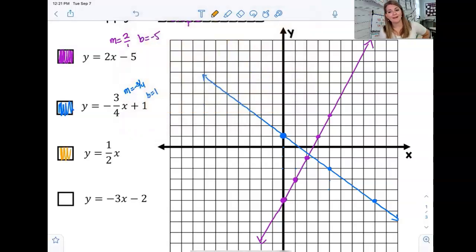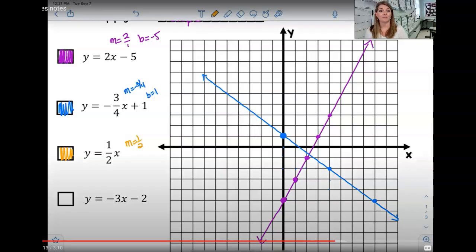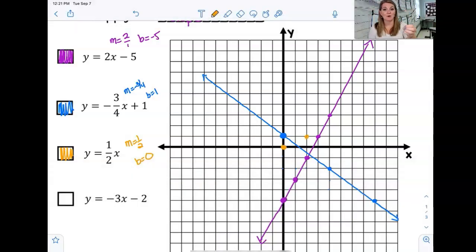All right, my third line I'm going to make orange. You can make whatever colors you want. I would highly suggest doing this in different colors because you're going to get lost on which one it is. All right, so this one, my m is 1/2. But what's my b? I don't have one. So if I don't have one, that means my b is 0, which means I'm starting at the origin. And then I'm going to go up 1 over 2. Rising 1, running 2. Enough so I have enough to get a straight edge and get in there with that straight edge.